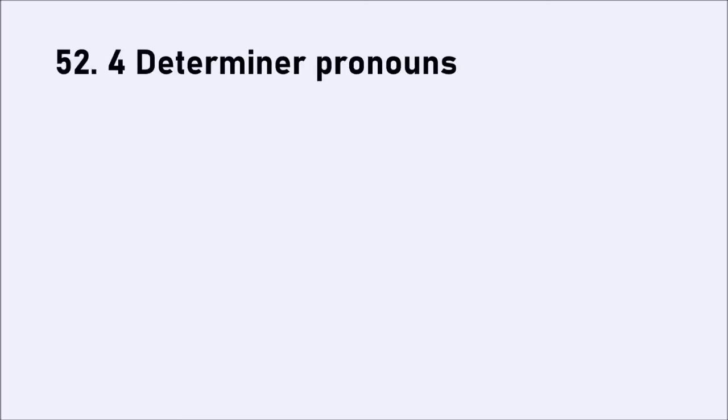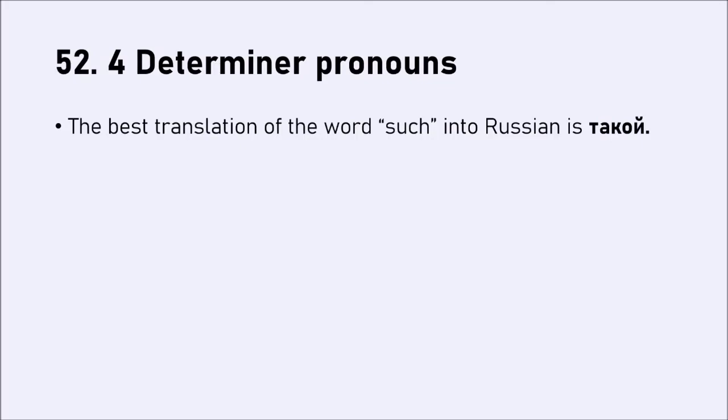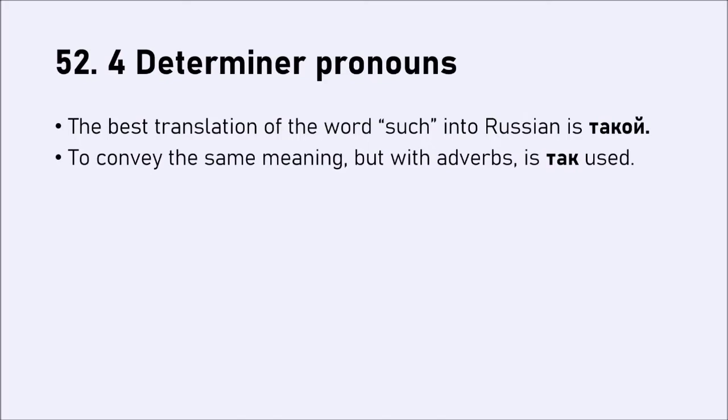And now for the remaining pronouns that exist in Russian. And I don't want to spend too much time on these because, well, we've already done a lot of talking about the previous ones, so let's just visit these ones briefly. So here are the determiner pronouns. If we take the word such in English, the best translation of that into Russian will be такой. Такой. If we want to convey the same meaning of the word such, but with adverbs, then we use так. Так. And так is pretty much the same as so in English. Let me show you what I mean.